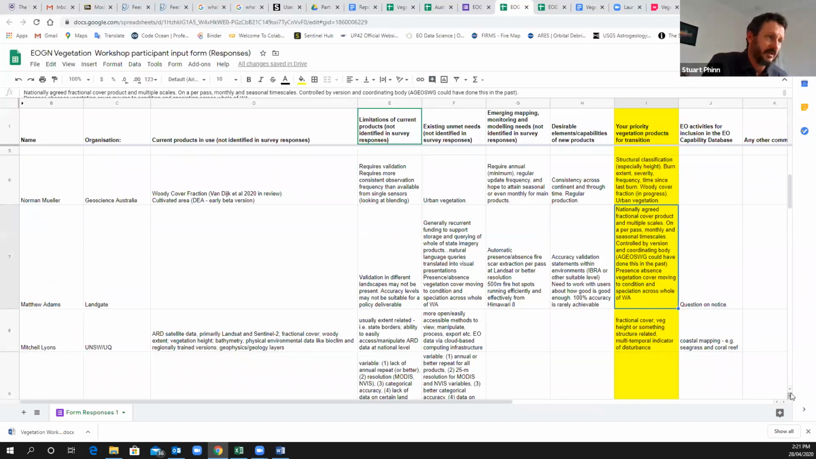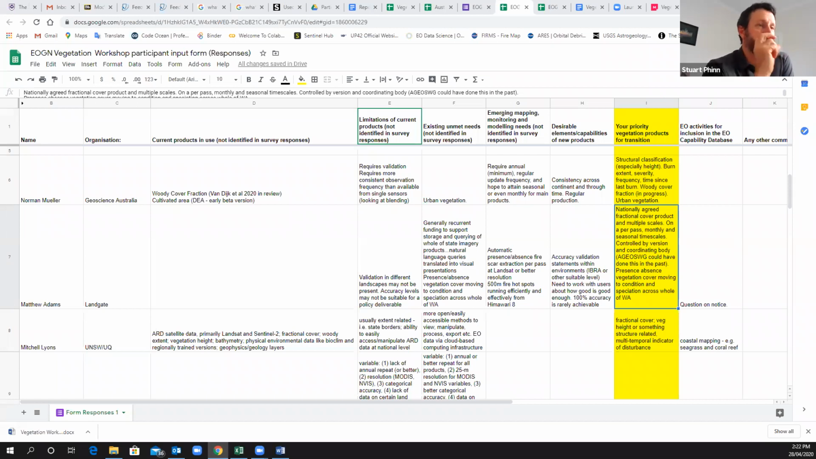Matt Adams, nationally agreed fractional cover project and multiple scales. Actually, Matt, if you're still on there, can I ask you to clarify what you mean by multiple scales there? Oh, there's interest in both 250 meter MODIS fractional cover at monthly and seasonal, as well as Landsat, as well as Sentinel at 10 meters, utilizing a fusion there. So you're talking about different scale sets for different use case scenarios. Yeah, cool. Right.